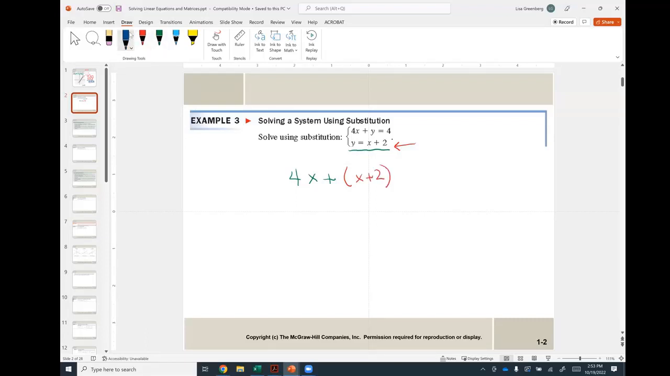But instead of y, I'm going to substitute x plus 2. And then that equals 4. So now it's going to be pretty easy to solve. We have 4x plus x is 5x plus 2 equals 4. 5x equals 2. X equals 2/5, comma, and I need to find my y.